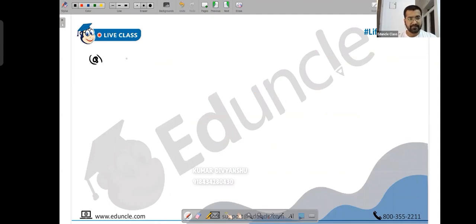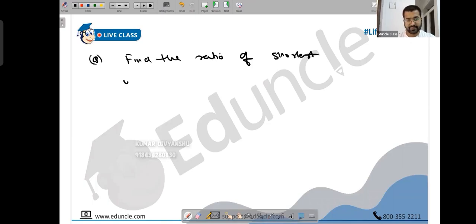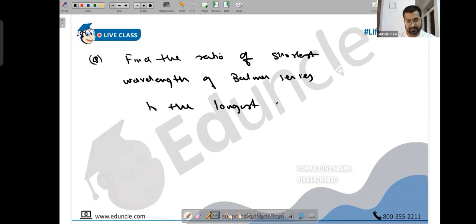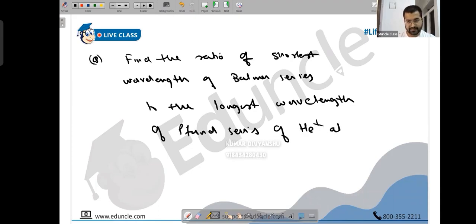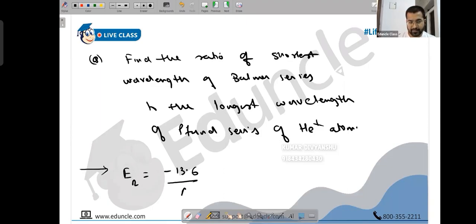Suppose I write a question here. Find the ratio of the shortest wavelength of Balmer series to the longest wavelength of Pfund series for He plus atom. We have been taking easy problems, so I will increase the level. You have to first understand the energy also. What is the formula first of all for He plus? The formula, if you remember, is minus 13.6 upon n square into Z square. For helium, Z is 2, people.